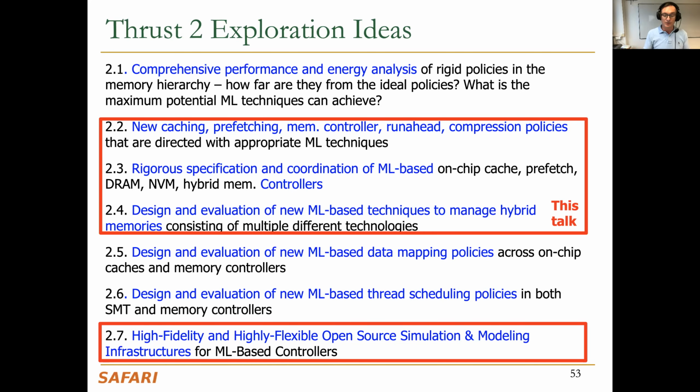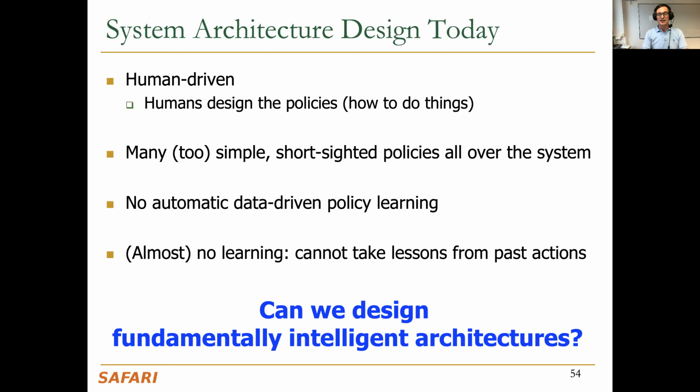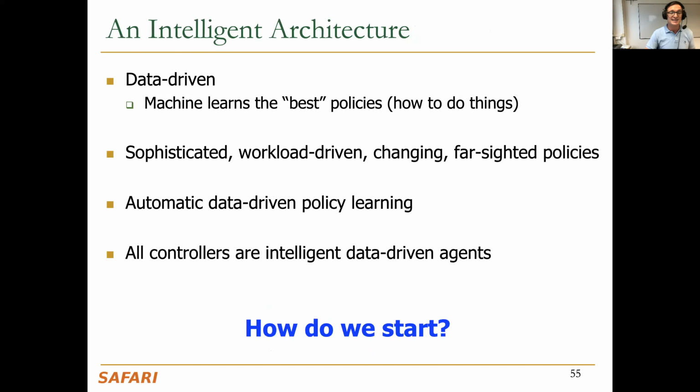And we also uploaded all of these papers that I'm going to mention and I'm going to have on the slides. Basically, in the second part of the thrust, the key question we're asking is, can we somehow design fundamentally intelligent architecture that can learn from experience and make data-driven decisions as opposed to human-dictated decisions? We want controllers all over the place that can employ automatic data-driven policy learning, and they're all intelligent data-driven agents so that the memory system becomes much stronger and much more intelligent. The question is, how do we start?